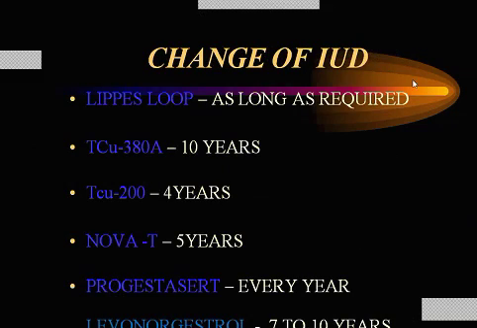So when can the IUD be changed? Lippes loop can be used as long as the user wants to continue. Okay, then Copper T 380 lasts for 10 years. Copper T 200 lasts for 4 years, Novartis for 5 years, and progesterone needs to be changed every year because of depletion of the hormone. Levonorgestrel lasts for about 7 to 10 years.